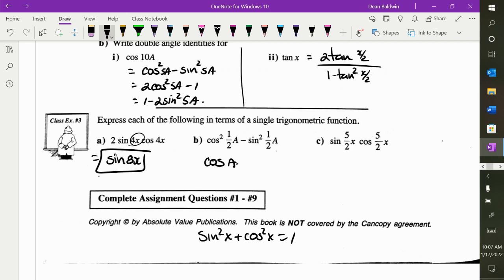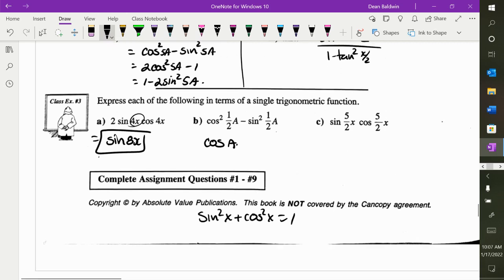Like this? Yeah. That's ugly? No, that's nice. You'll see when we start to solve equations that it's a benefit to use that sometimes.